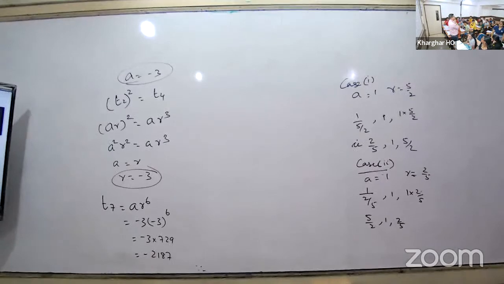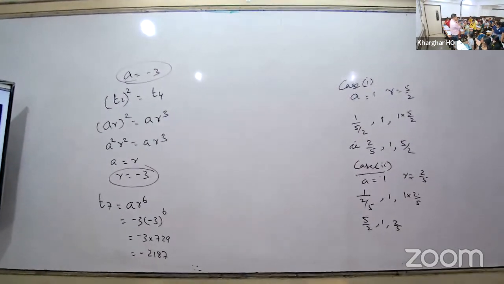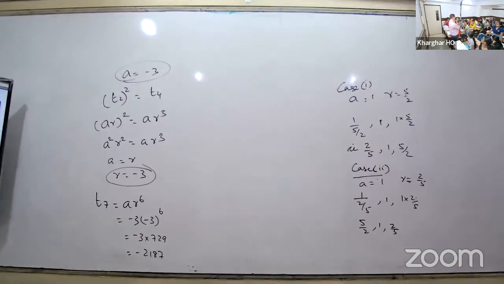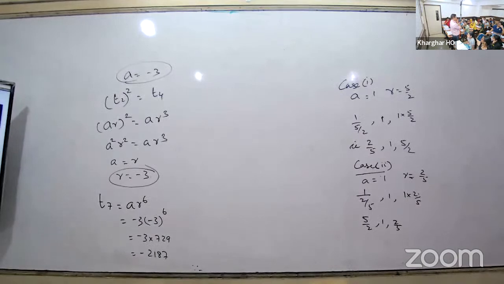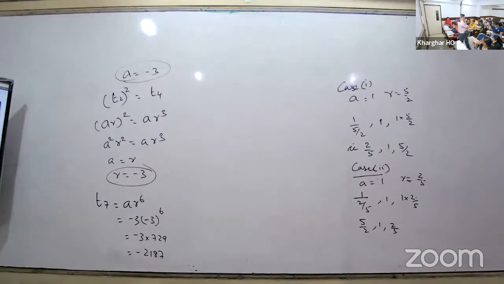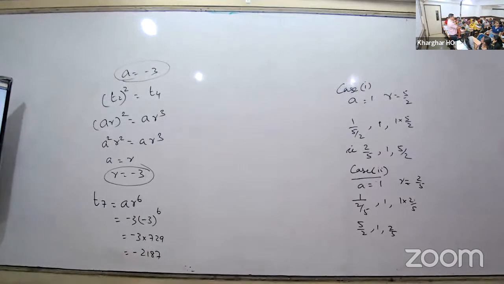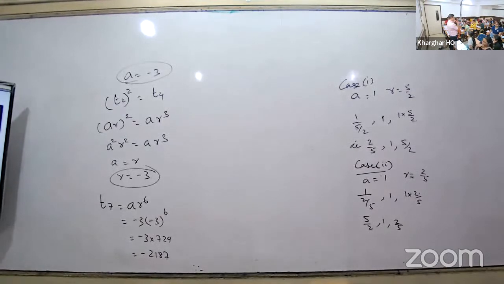Semicircle. Area. Pi r square divided by 2. Circumference.